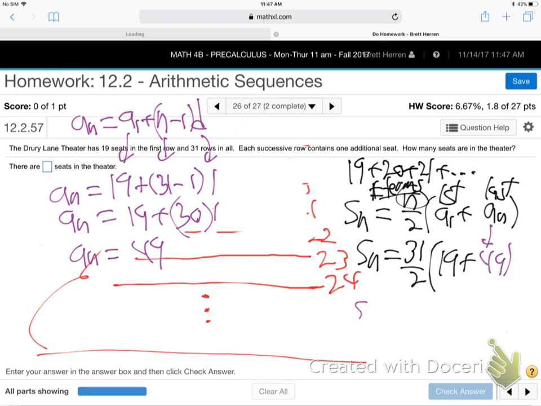There it is. Hit the buttons. 31 over 2 times, what's that, 50 and 20 be 70, take away 2, 68. So 31 over 2 times 68. I'm getting 1054. 1,054 seats in the Drury Lane Theater. So there we go. Good application on that one. All right.